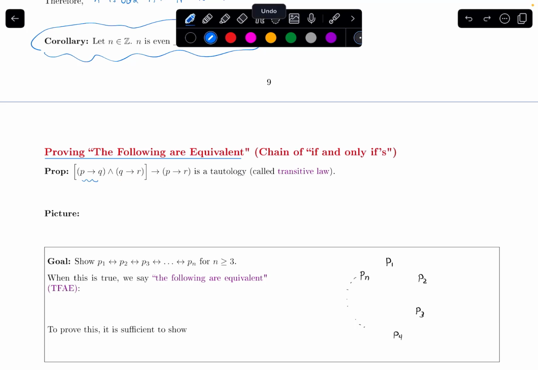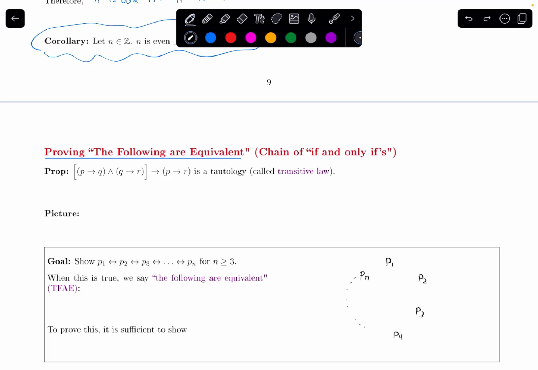Okay, so I have an implication here, so it means if P implies Q and Q implies R, then P implies R. If that sounds kind of familiar, that's good. This is something called the transitive law, and this is a tautology. And I'm going to give a picture as an intuitive reason for this.